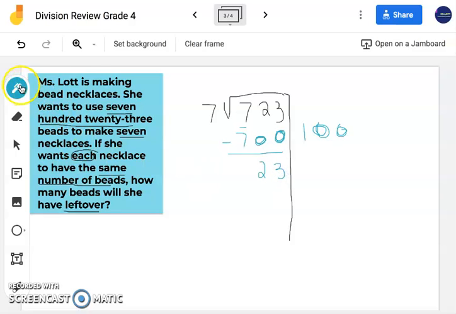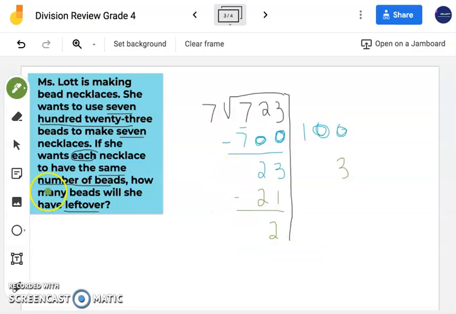So now my next step, I'm going to ask myself again, 7 times what number gets me close to or exactly to 23? I know that 7 times 3 is 21, 7 times 4 is 28. Well, that's way too big. So let's stick with 7 times 3 is 21. And now let's subtract, and we're left with 2. Now I know I'm finished because my remainder is less than my divisor. I can't make more groups.